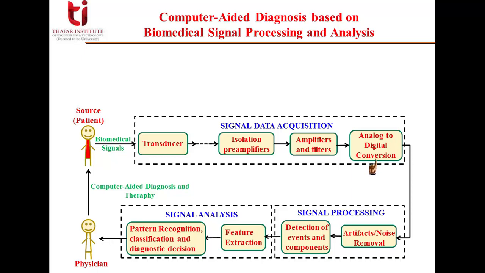The first part is artifact or noise removal in signal processing. This we will discuss more in coming slides. Next is the detection of events and components depending upon the type of biomedical signal, that is whether it corresponds to an EEG signal, ECG signal, etc. So these two, noise removal and detection of events, are the two main components of the signal processing block.